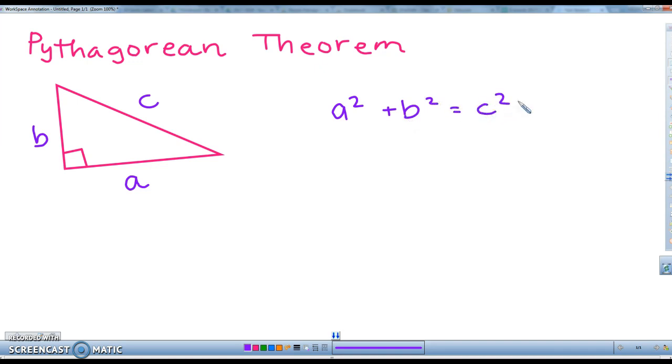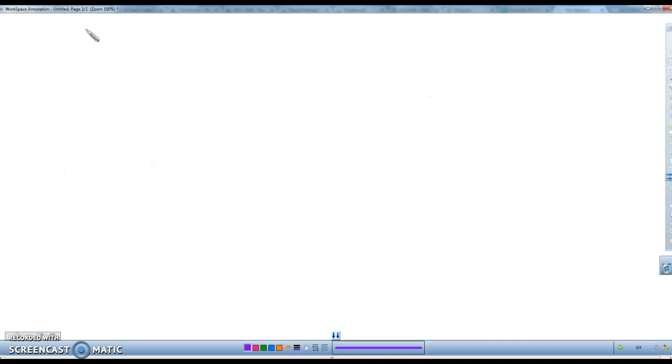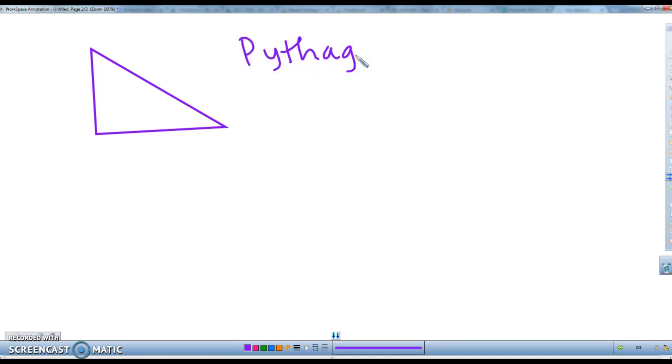Okay? So there are a couple of triangles this always works for. And when we get those triangles that always have a combination that works, we call those Pythagorean triples. So we'll explore a few of those.